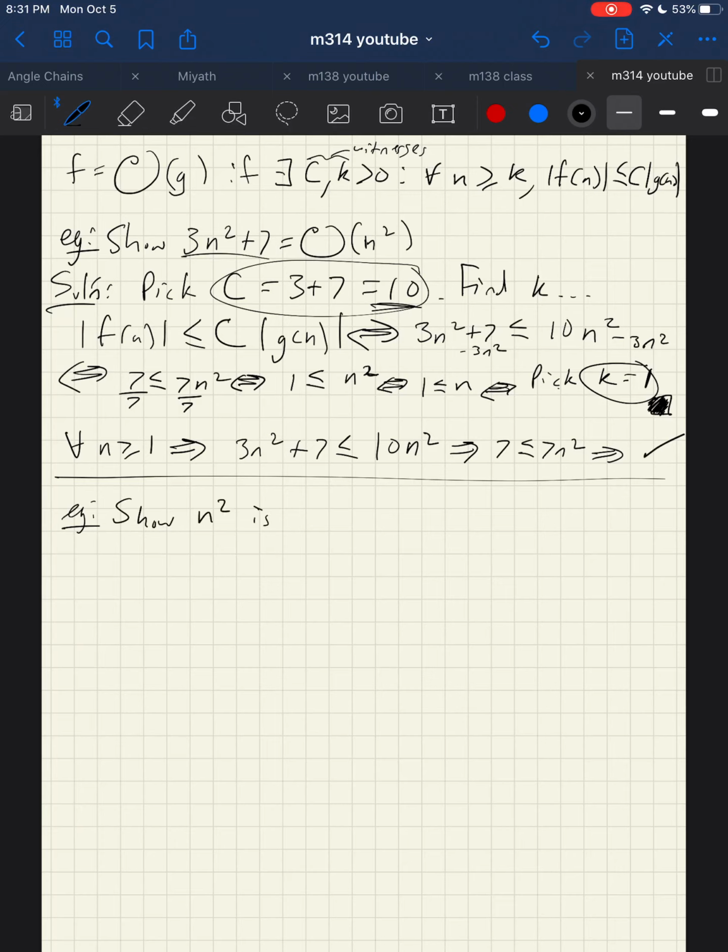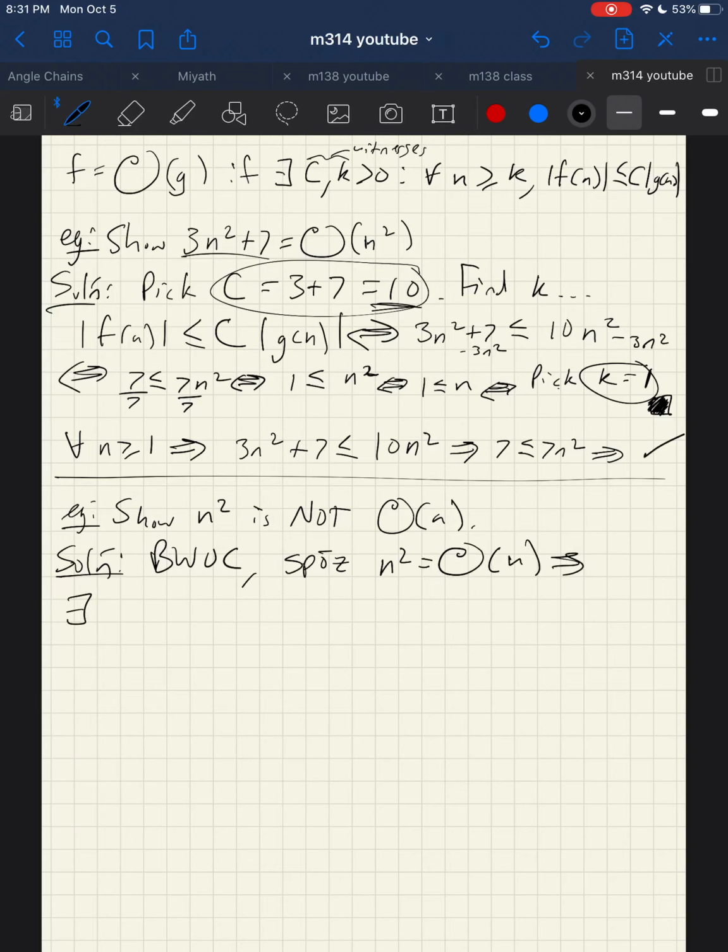Let's show that n squared is not big O of n. All right, to see this, we're going to prove this by way of contradiction. By way of contradiction, suppose n squared is big O of n. Well, that would imply that there exist constants c and k positive such that for all n greater than or equal to k, we have n squared is less than or equal to c times n.